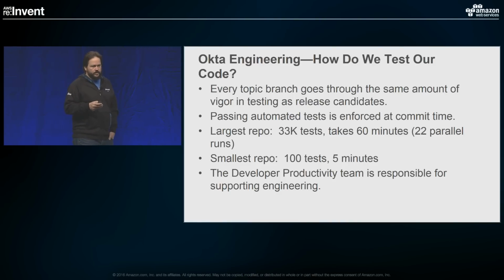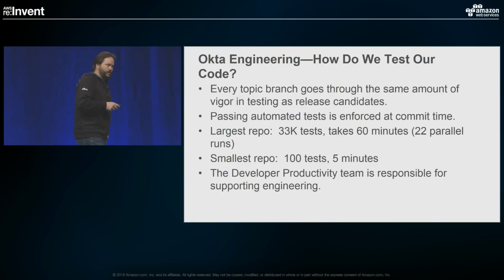The way we do this is with our ECS CI system. Our largest repo runs 33,000 tests and currently takes about 60 minutes to complete the longest suite. You can see there are 22 parallel runs right now. Some of our current work, which we're hoping to roll out in the next month, should split that up into n parallel runs so that we can drive down that 60 minutes as low as possible. The smallest repo is maybe 100 tests, and it takes a few minutes to run.